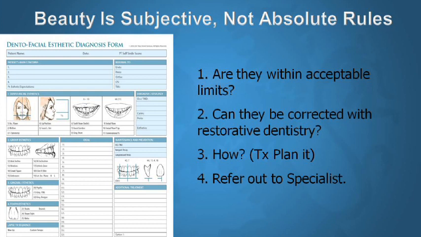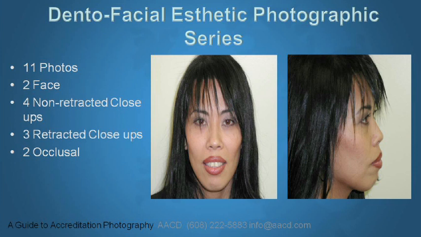If we cannot correct it with our restorative dentistry, then we would need to write down what specialist we may want to seek help from, maybe an orthodontist, maybe a periodontist, so that we can get the correct alignment of whatever needs to be done in order for us to get our patient satisfied. And if that's the case, then we need to refer the patient out. So basically, those are the principles.